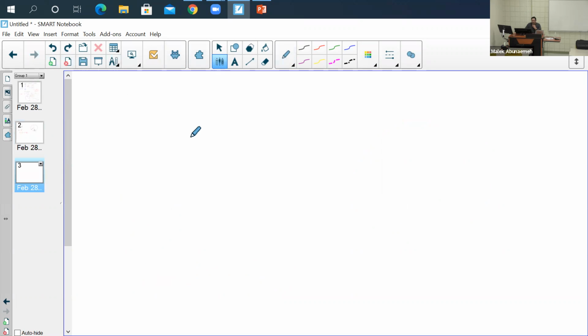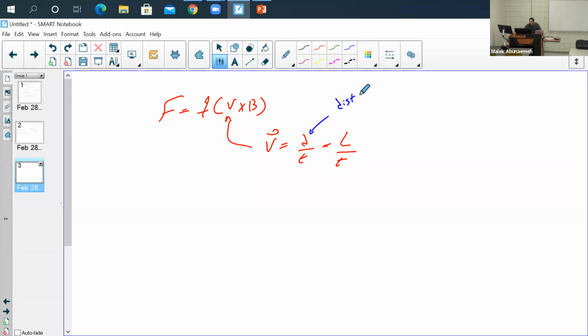So actually, let me go before I go. So we said that the force was q multiplied by v cross B. Now, again, your v is your velocity, which is your distance over your time, which is your length over your time. And this distance, again, is the distance the electron travels.